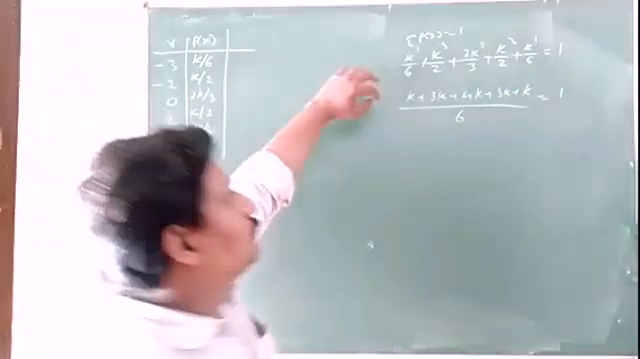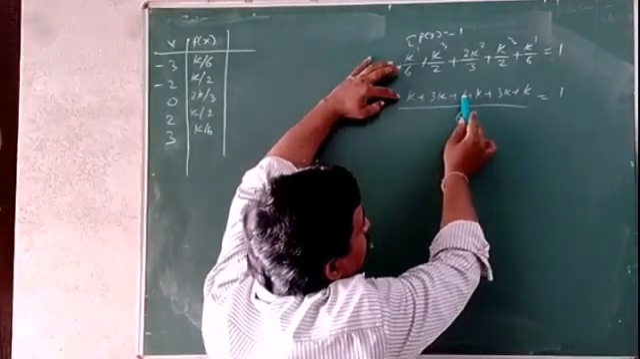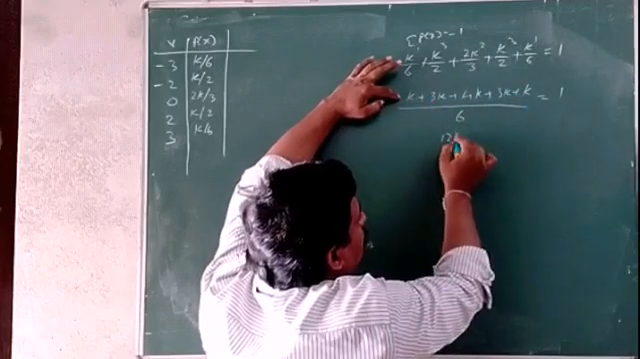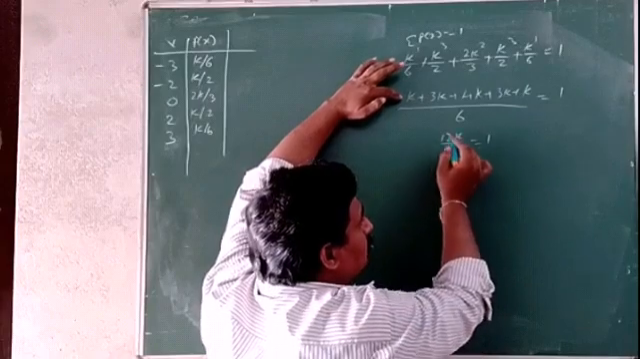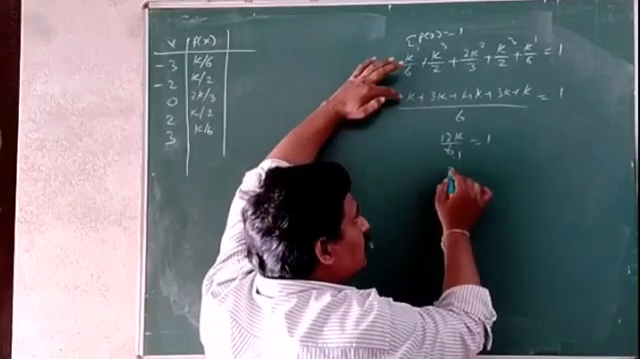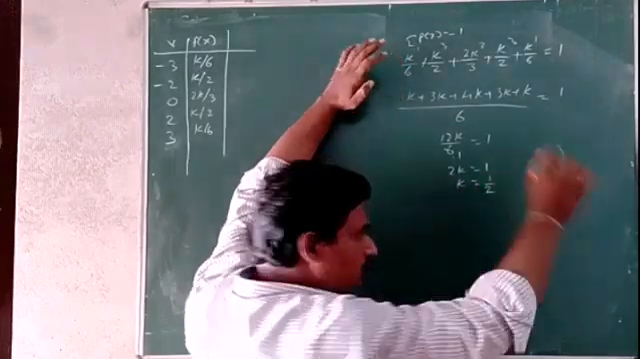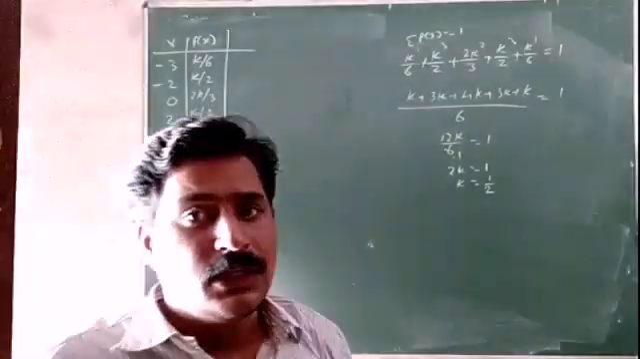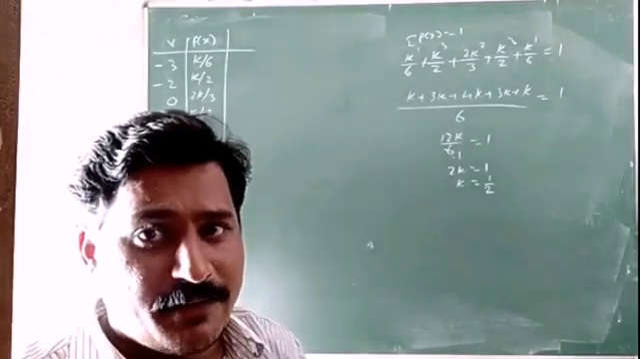Now, in total how many k's are there? So 3 plus 3, 6, plus 4, 10, 10 plus 2, 12. 12k divided by 6 is equal to 1. So 6 twos are 12, that is 2k is equal to 1. So k is equal to 1 divided by 2. So the value of k is 1 divided by 2 now. So with the help of that, find the remaining values there.